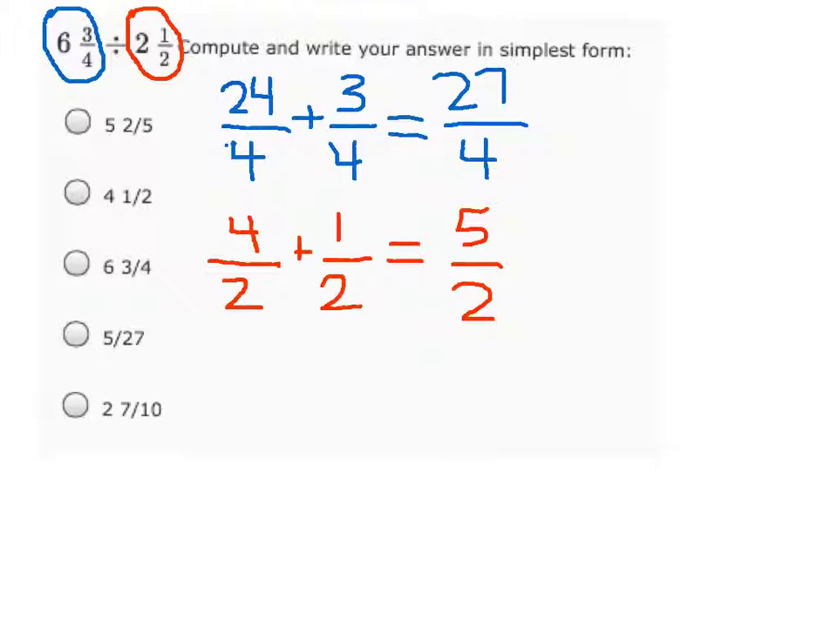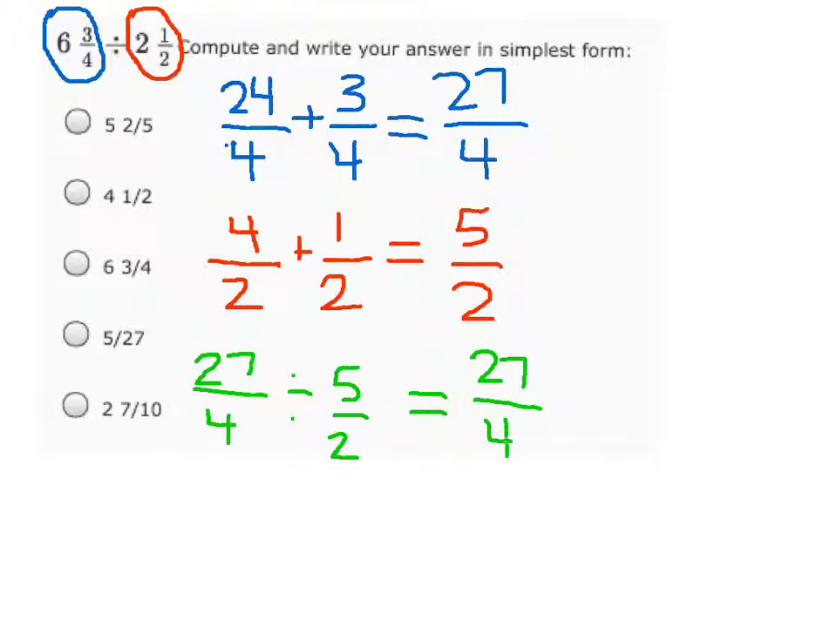So now we get into the division of this. So we have 27/4 divided by 5/2. Now, if you're dividing, you want to remember dividing by a fraction is the same as multiplying by its reciprocal. So we can say 27/4 times the reciprocal of 5/2 would then be 2/5.